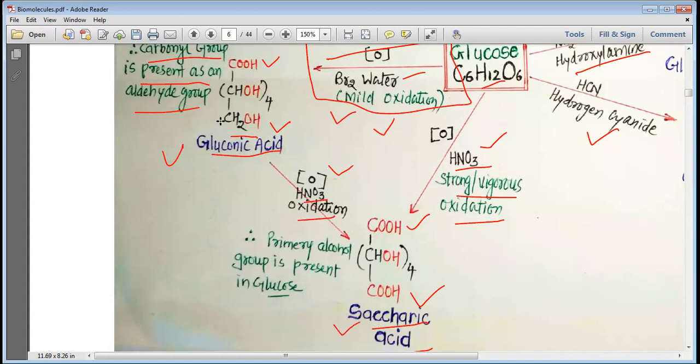That means this CH2OH group is even converted into a carboxylic acid group, which was not converted to carboxylic acid by the mild oxidation. So we can easily realize that on the first carbon we have a CHO or aldehyde group, but on the last carbon we have a CH2OH group, and that is why we can say that a primary alcoholic group is present in glucose on the last carbon.